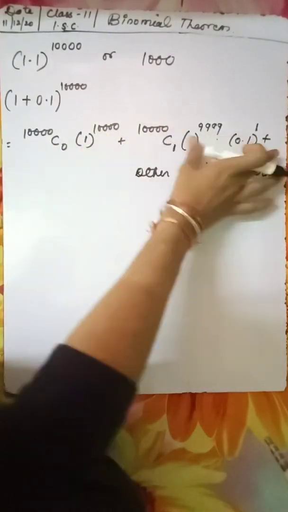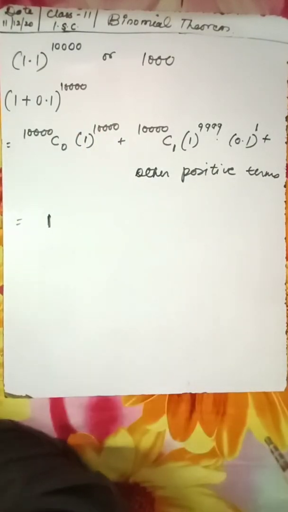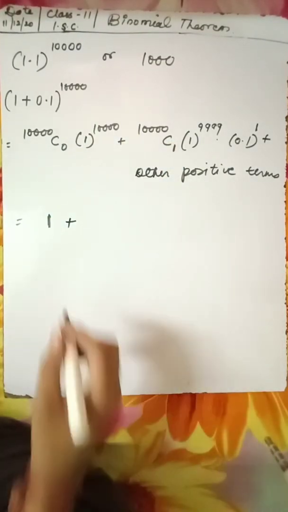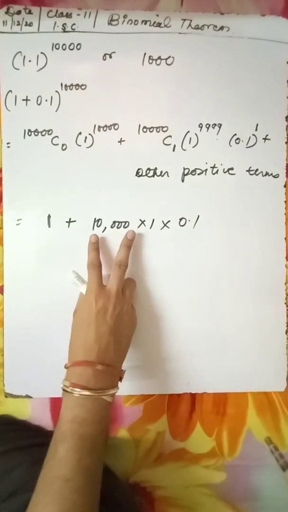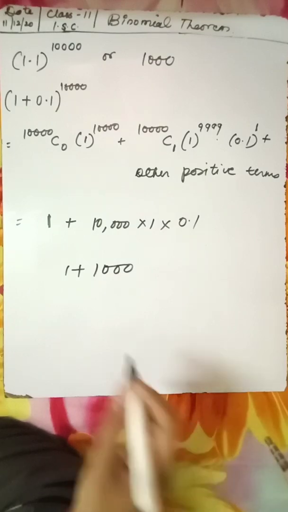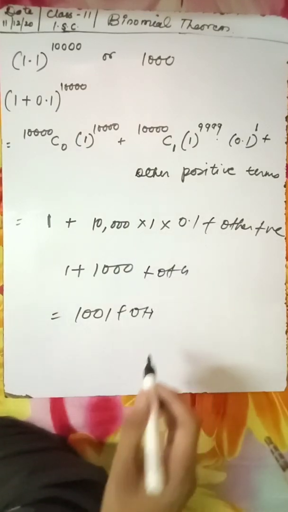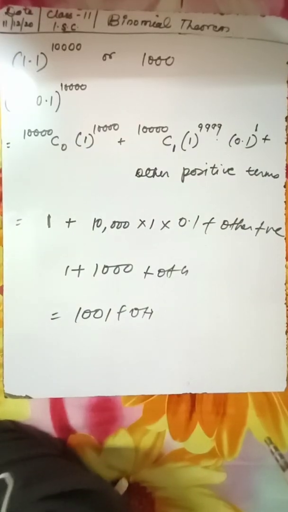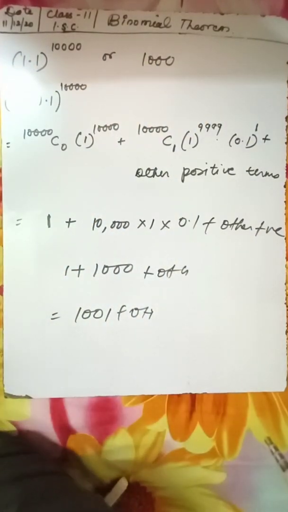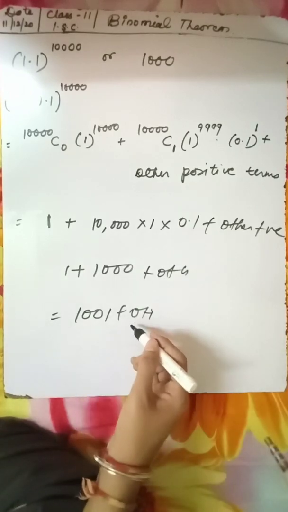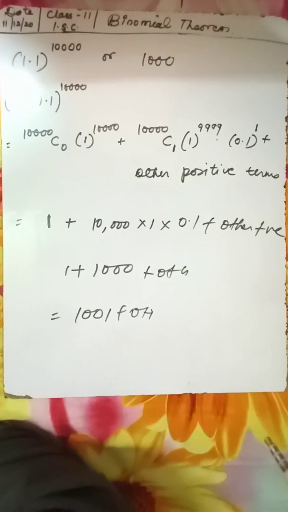Let us just calculate this, because this is easy to calculate. 10,000c0 is 1, and 1 to the power 10,000 is 1, so finally 1. And plus 10,000c1 will give you 10,000, into 1 into 0.1, which gives 0.1. Now if you multiply these, you will get 1000, plus other positive terms. Please keep on writing this, plus other terms. It doesn't matter what those other terms are. We are only concerned whether this one is larger or that one. As you can see, by the first two terms of the expansion, we got 1001. So from here itself it is clear that 1.1 to the power 10,000 is larger than 1000. I hope you have understood this.